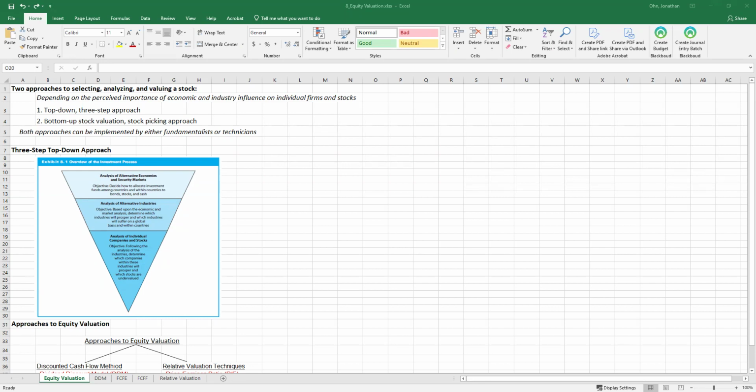So today we'll cover chapter 8, equity valuation. This is quite a technical part, so it will probably take a little bit longer, but we'll do our best to finish in time.